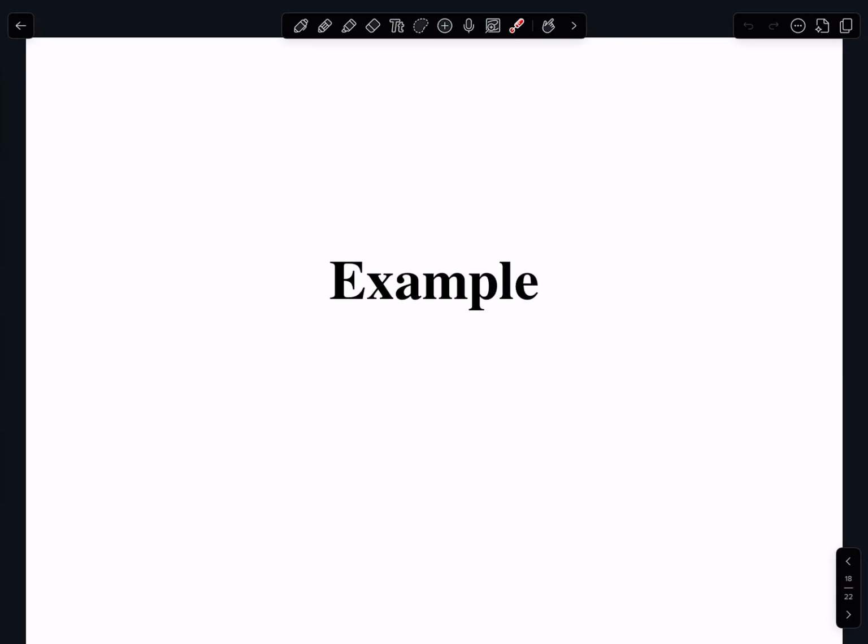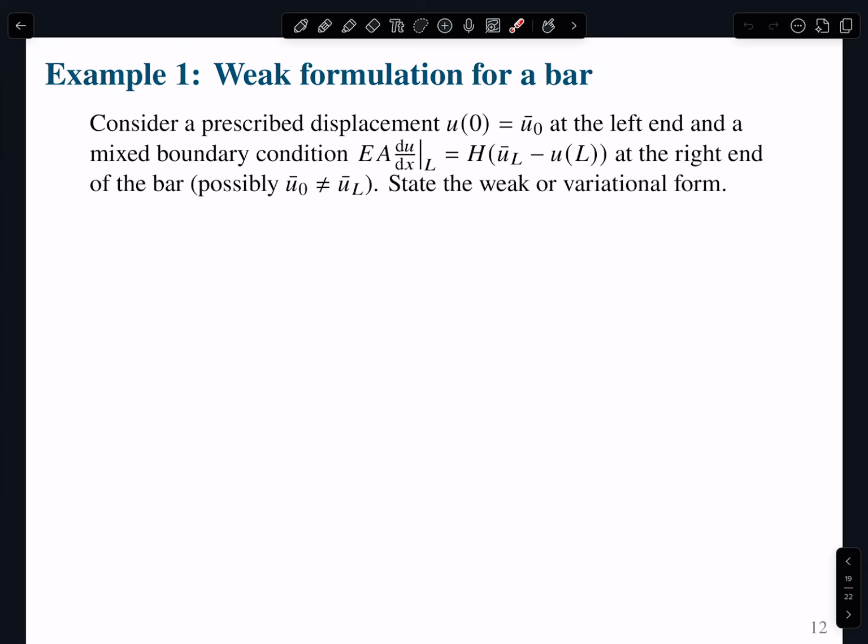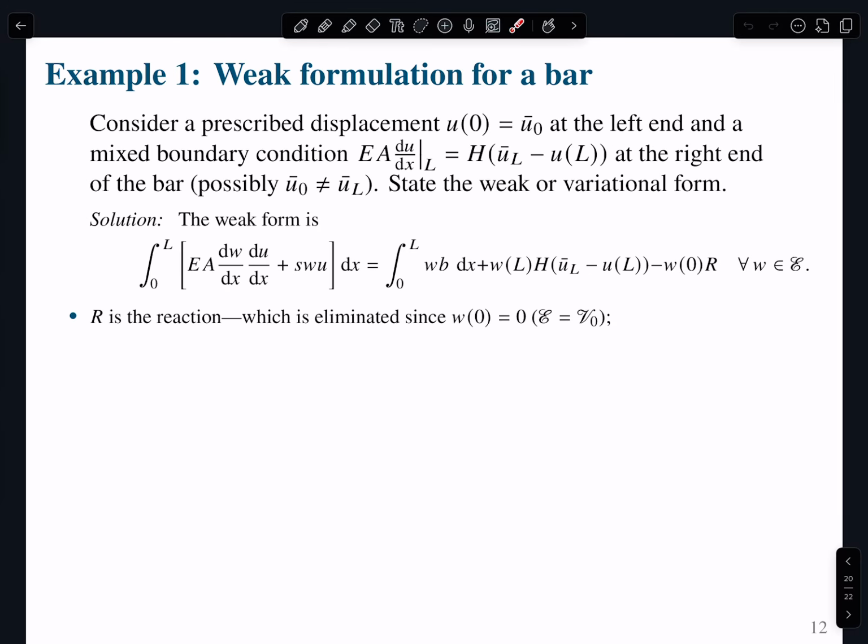Okay, let's look at an example. Consider a prescribed displacement U at 0 equal U naught at the left end, and a mixed boundary condition. Again, you can apply any boundary condition on the right. I chose for this example a mixed or Robin boundary condition. Remember that the Robin boundary condition was a combination. You could see it as a combination between a Neumann or a Dirichlet boundary condition, depending on the value of this H. So if H, the spring constant H, is very, very high, we are essentially enforcing a Dirichlet boundary condition, right? And if it is very, very low, essentially a Neumann boundary condition.